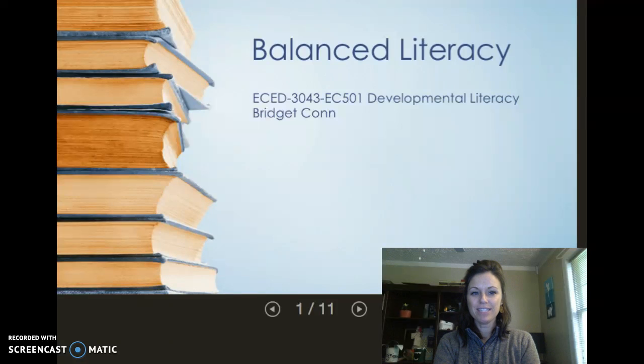Hello. So today we're going to talk about a balanced literacy framework and how to effectively present it in the classroom in order to set the standards to effectively create learners.